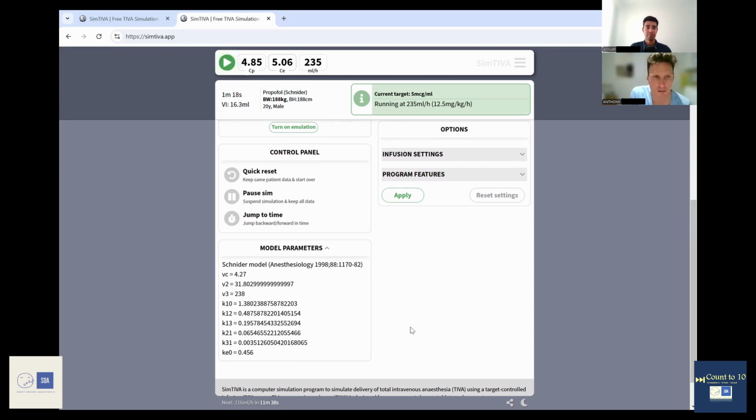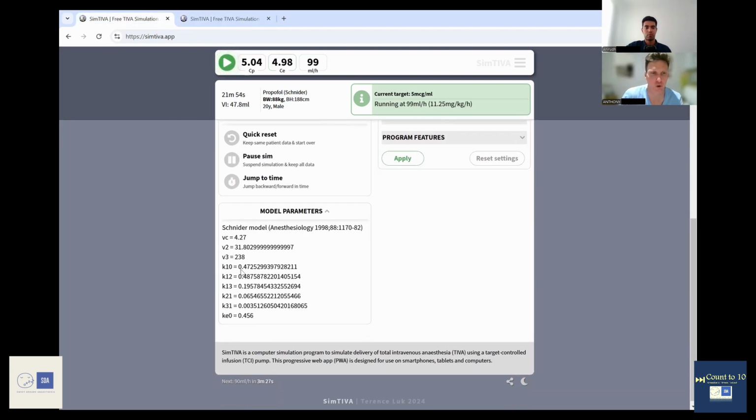Now, the key here is that when you look at the parameters, let's compare the 188 kilo person versus the 88. The volume of distribution of the central compartment is exactly the same, 4.27, never changes. The K12 is exactly the same because the age is the same. What has changed, however, is the K10. So the K10 in the obese person is 1.38 minutes to the -1, whereas in the 88 kilo person, it was more like 0.49. Okay, so there's like a 2.5-fold increase in your K10.